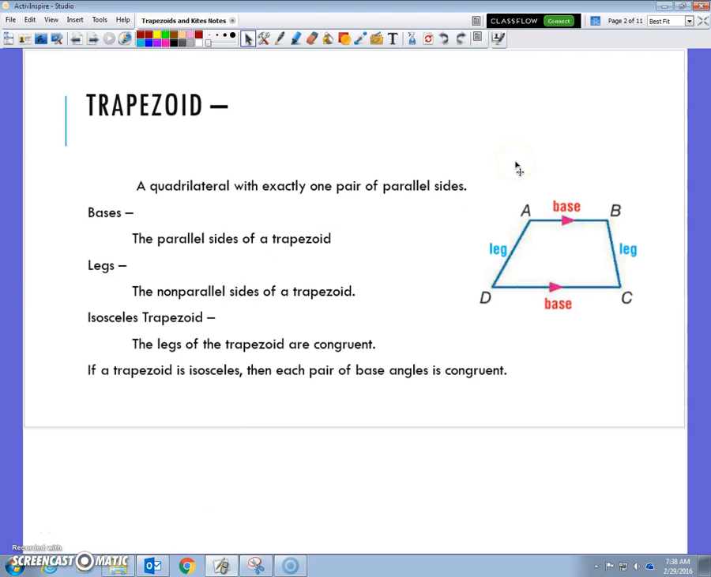Now, we've talked about quadrilaterals that are parallelograms. A trapezoid is a type of quadrilateral that is not a parallelogram. It only has one pair of parallel sides.